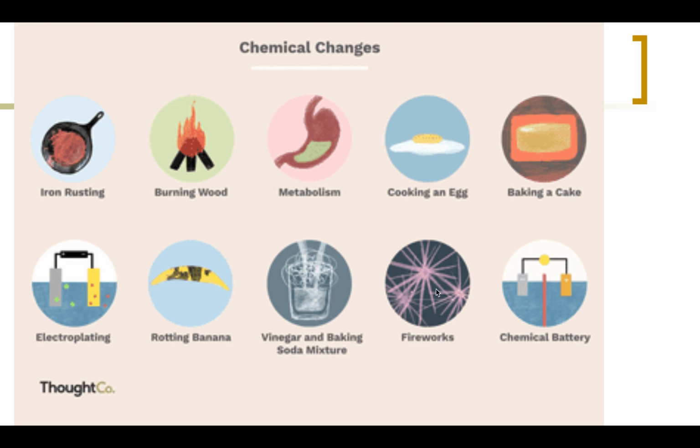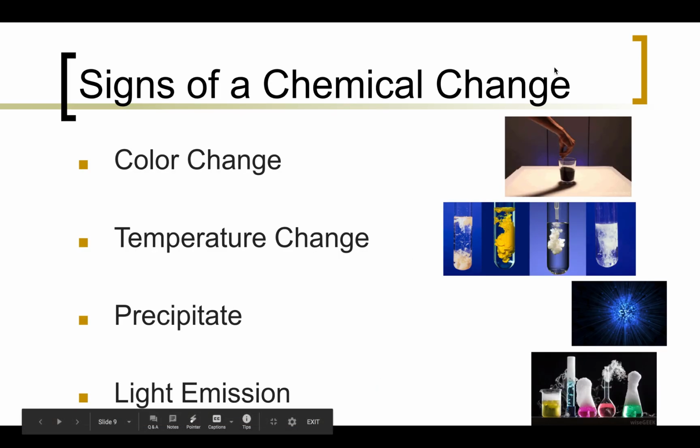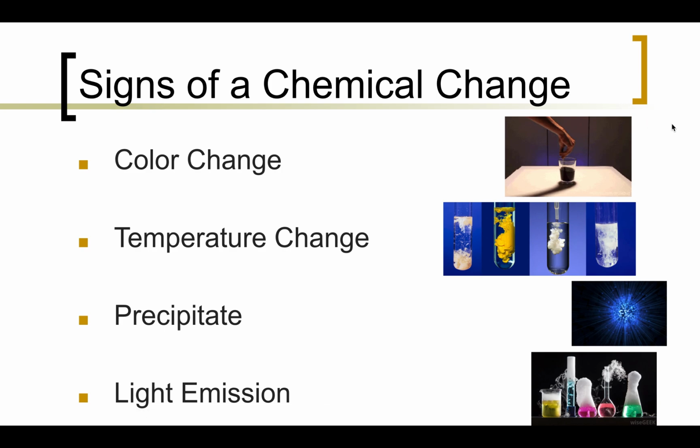And then here's some examples of chemical changes, right? So all of these are changing the chemical composition, right? When you burn wood, that's changing the chemistry. Metabolism, when you break down your food, right, you're changing the chemistry, etc. All these are examples, right, of chemical changes. And then last but not least, there are some signs that there's been a chemical change take place. It's not always the easiest thing to see.